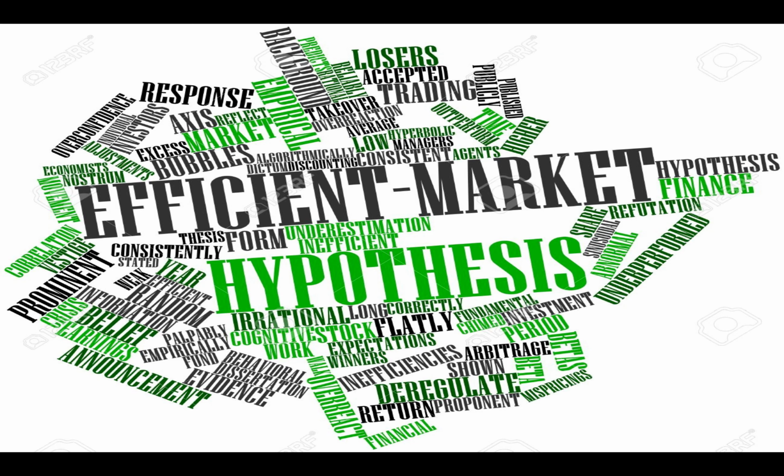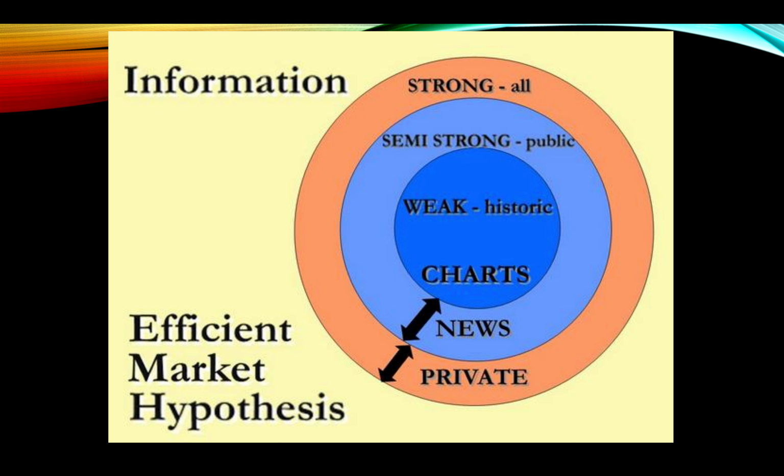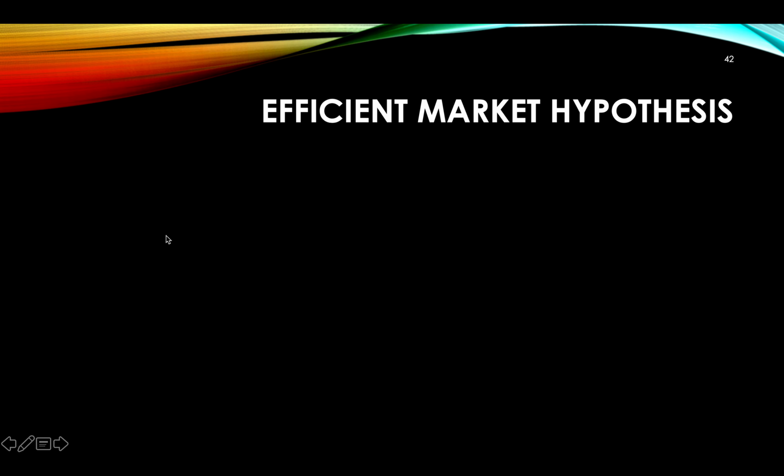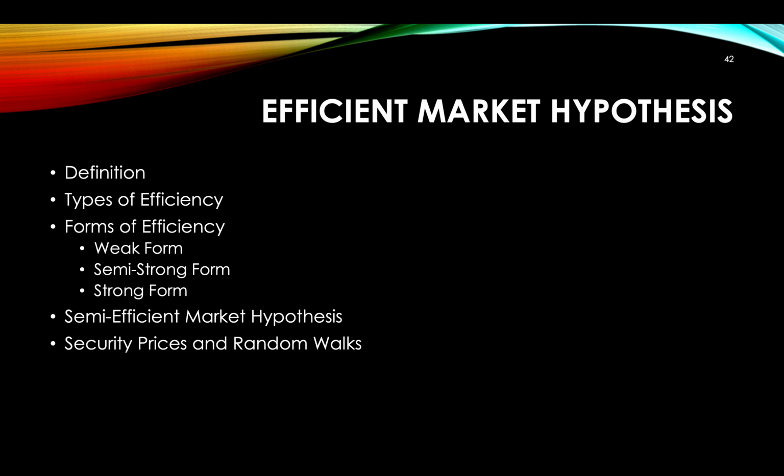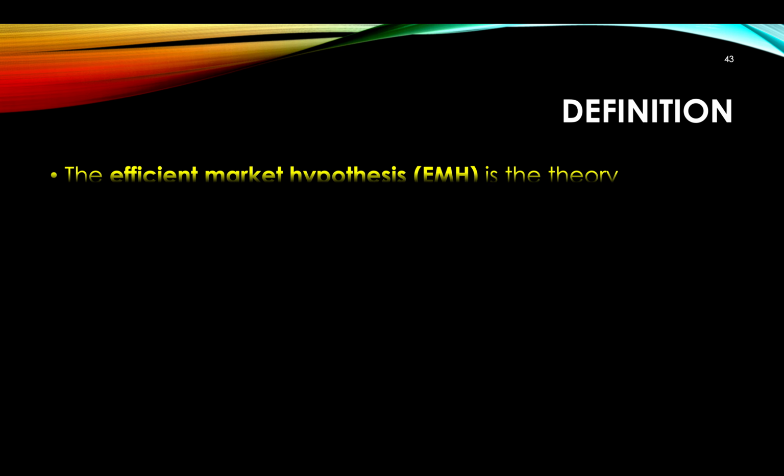Okay, let's explore the efficient markets hypothesis. We have basically three forms of the efficient markets hypothesis. As we study these forms, we have the weak form, then the semi-strong form, which incorporates the weak form, and then the strong form, which incorporates both the semi-strong form and the weak form. So, what is the efficient markets hypothesis? We're going to define it, discuss the three forms of market efficiency, and talk a little bit about random walks as well.